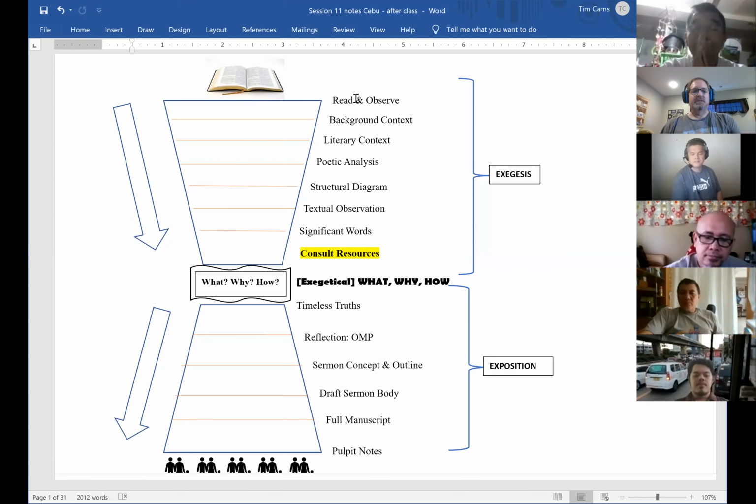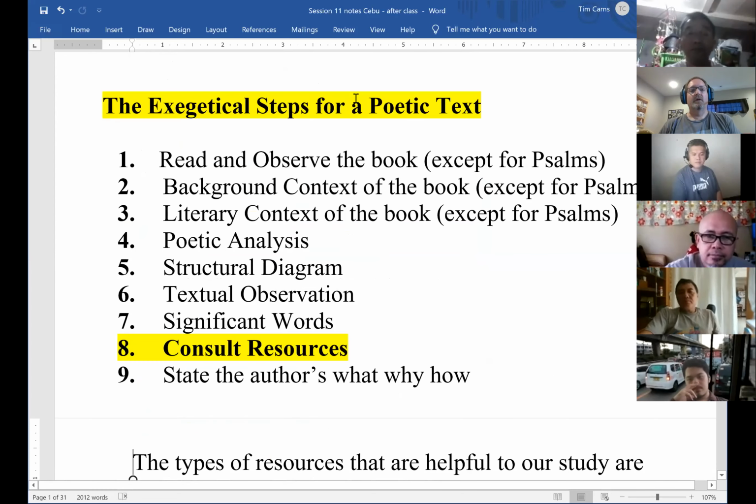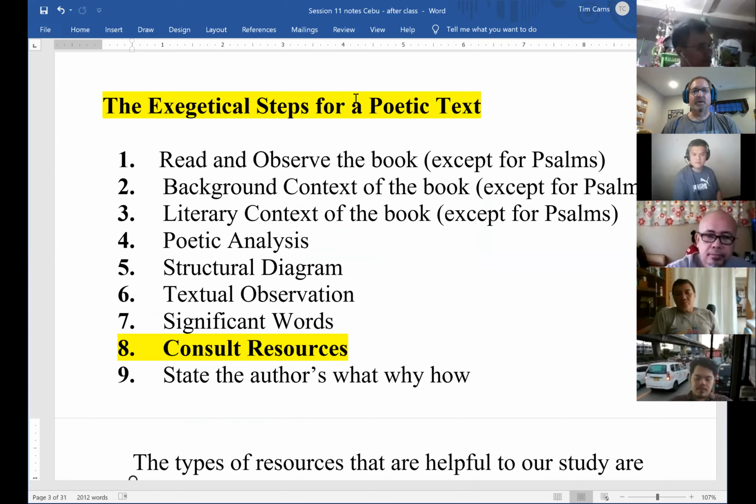And at least I'll show you the approach that I take, and maybe you can share a little bit of how you approach it as well as we talk about it. So I want to again spend this morning focusing on this part of it, consulting resources. This is the last step in the exegetical process before we get to the author's what, why, how, which is the culmination, the end point for the exegetical study: determining what the author's message is. All right, now let's just review a couple of things regarding resources, and then we'll dive into the practical aspects.